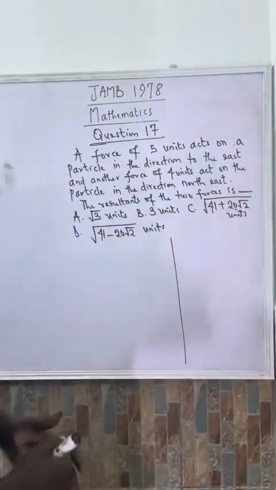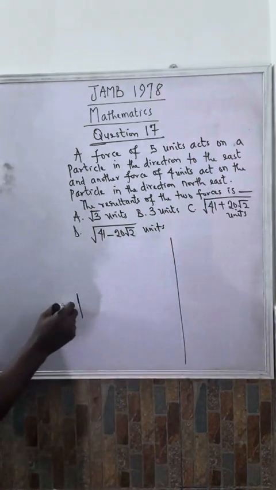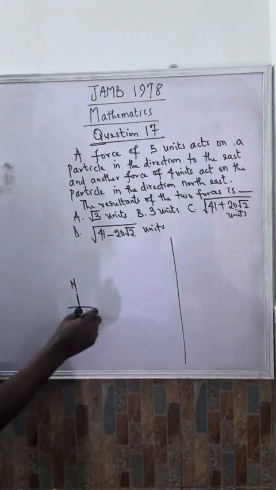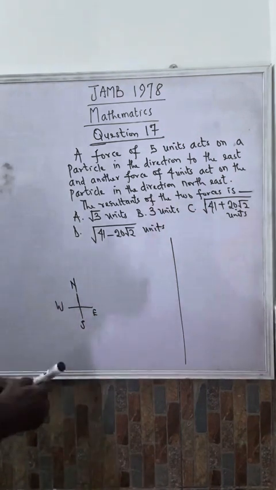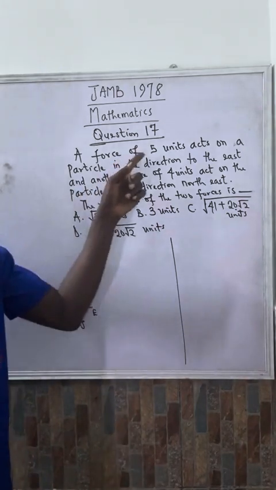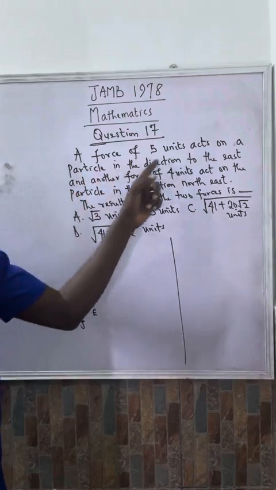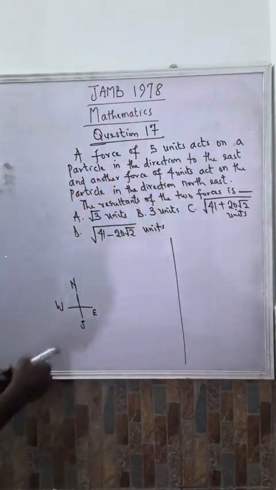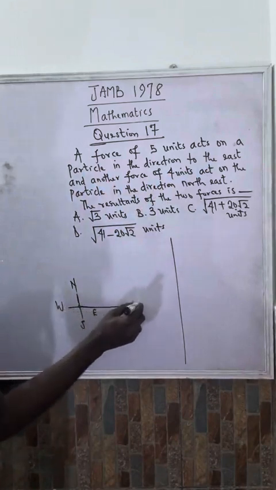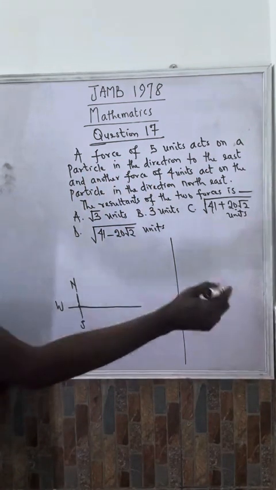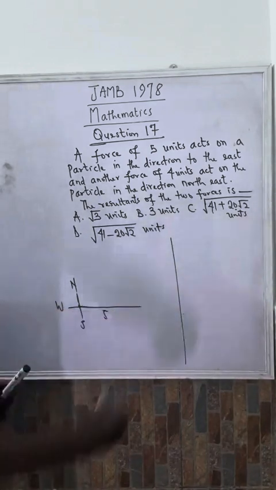So let's break this down for you to do well. Good. So let me draw the 4 cardinal points. This is north, this is east, this is south, and this is west. Now, they said a force of 5 units acts on a particle in the direction to the east. So let's say this is where the particle is. The force acts on it to the east, so this is eastward, and there are 5 units here to the east.